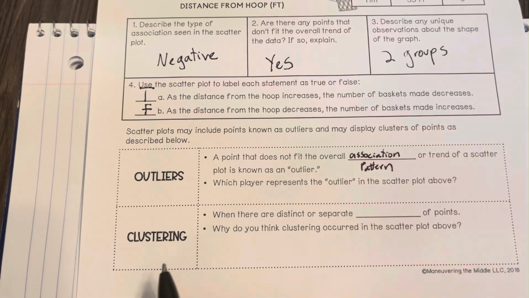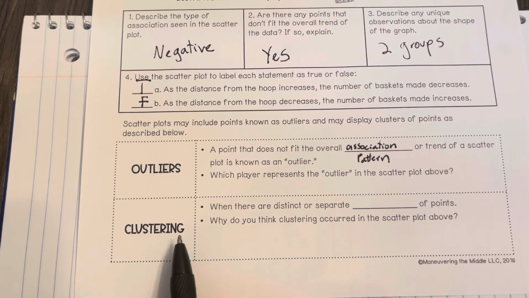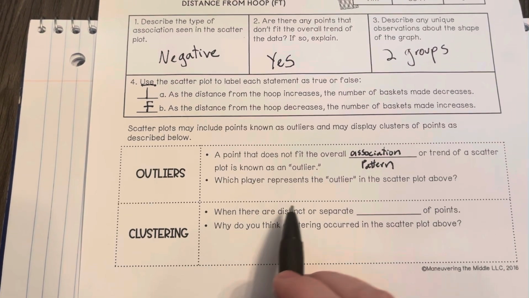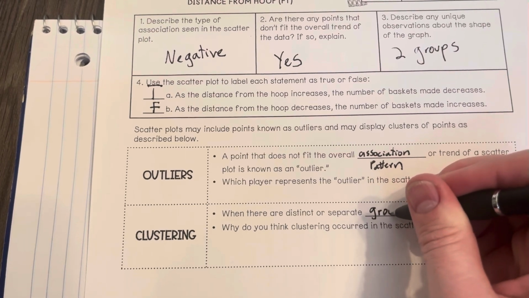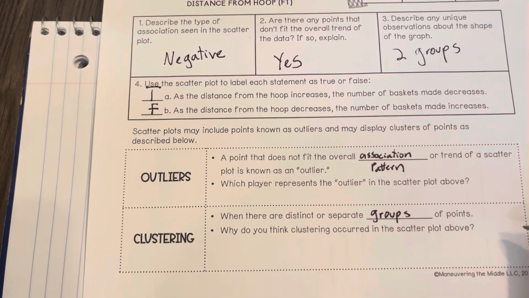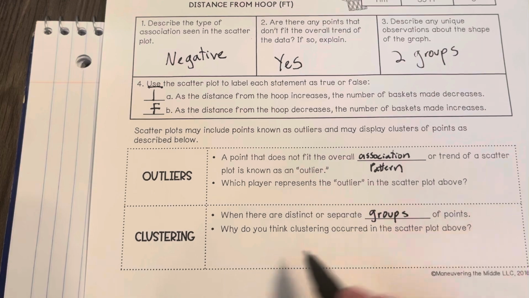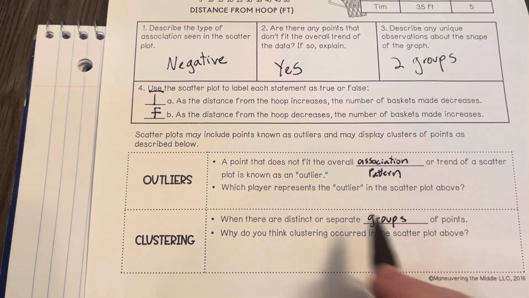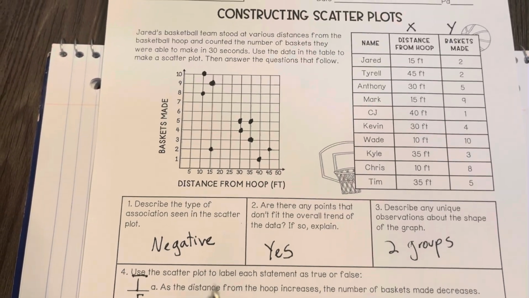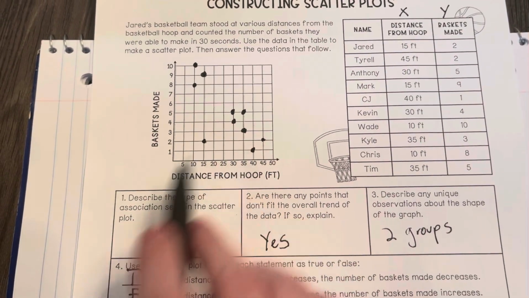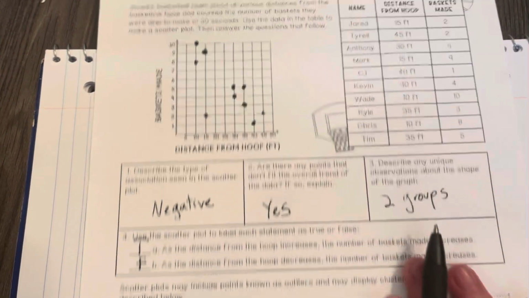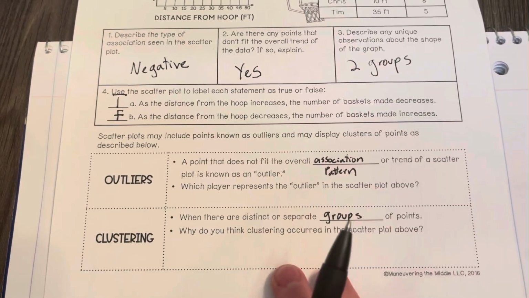Okay, the next thing we want to talk about is called clustering. Okay, when there are distinct or separate groups of points. Why do you think clustering occurred in the scatter plot above? We have some distinct groups, okay? Why do you think that happened? Go ahead and put your answer right here.